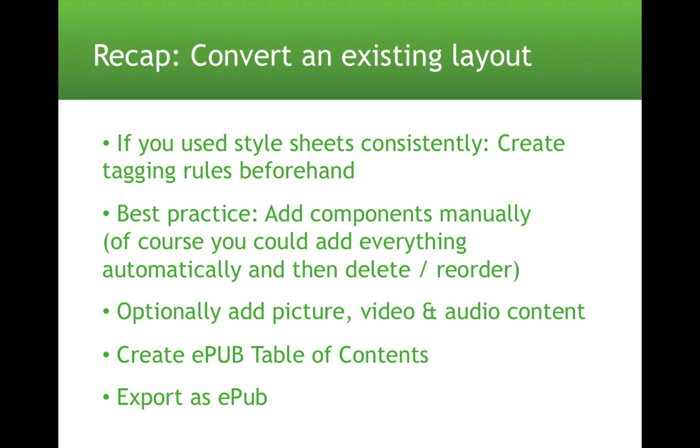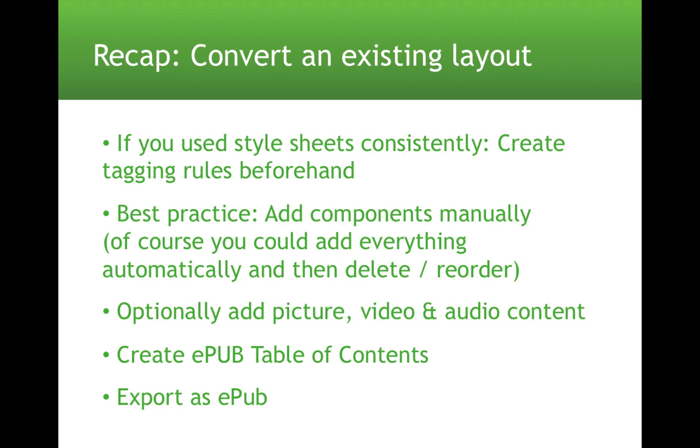So the last thing I want to show you is how you actually can tweak an existing print layout and create an ePub out of that. The steps that we need to do here is, well, I'll open my print layout. If I use style sheets consistently, it's going to be easy because I don't need to manually tag my components with semantics. I can say, well, the title style sheet should translate into a title tag. So there I can actually automate the mapping process.